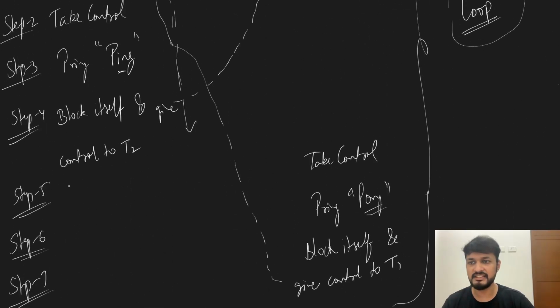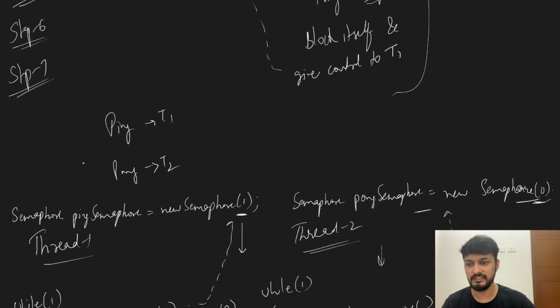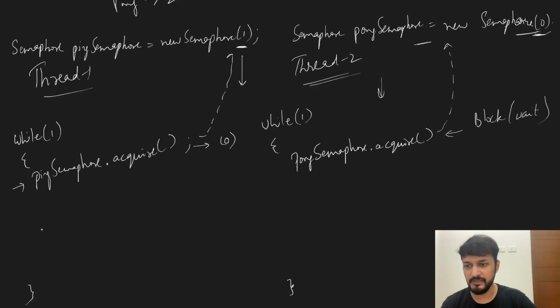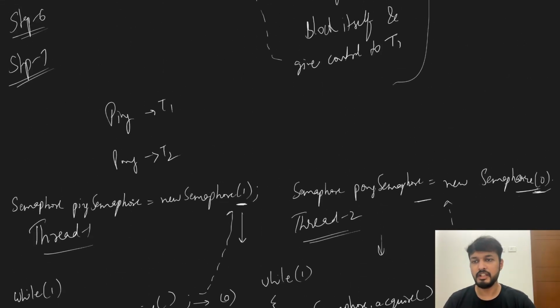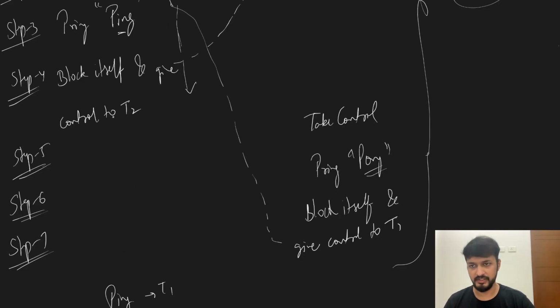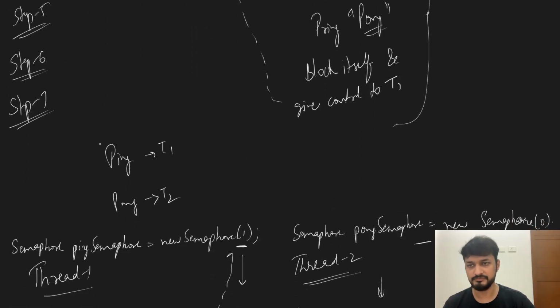After this, what is the next step? Next step is to print ping. Let's go ahead and print that. We have printed ping here. Now what is the fourth and the most important step? It is block itself and give control to T2. So let's first go ahead and give control to T2, and then we will see how T1 will block itself.